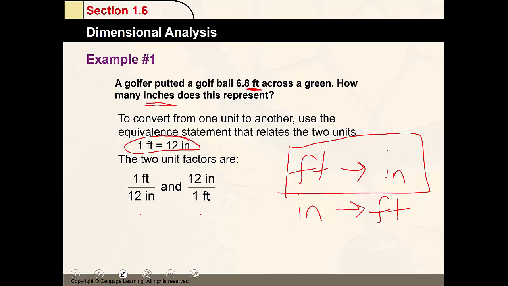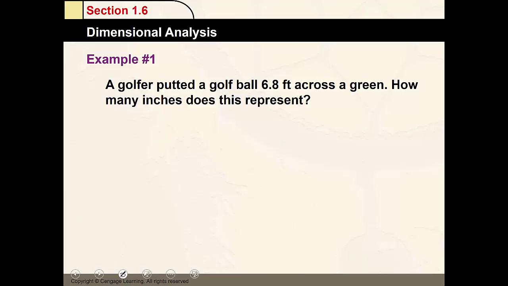Whether it's this one or this one. So if we look, okay, the feet is the undesired unit. We're trying to get rid of it. We're trying to cancel it out. So that means we have to divide by it. And we know inches, that's our desired unit, so we know we have to multiply by that one. So that means the one with inches on top in the numerator, and feet at the bottom in the denominator, that means that's the conversion factor we have to use for this problem. Okay, so once we decide that, now we can set up our problem.